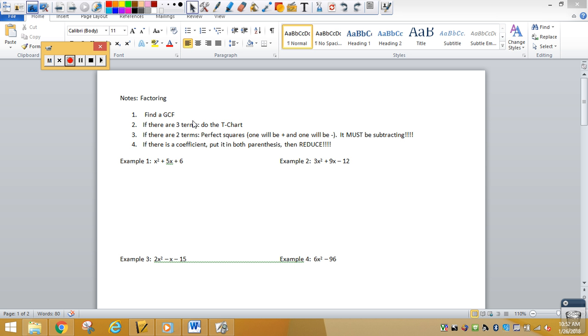Okay, so this is the EOC worksheet number 4. It's all about factoring, which we just covered. So let's just review this. The very top has the 4 steps.